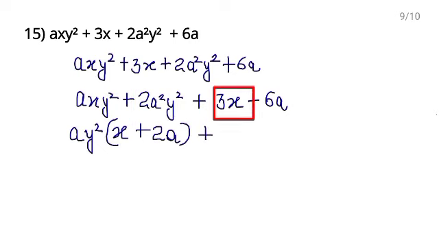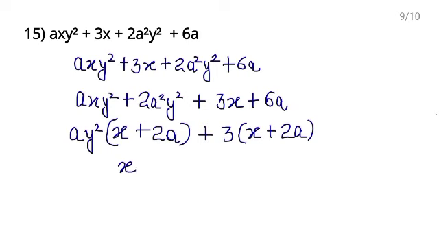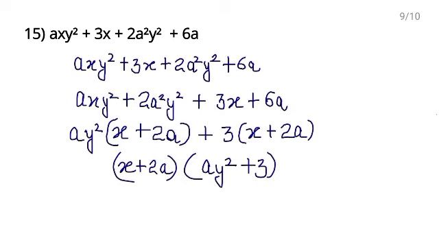Plus from these two terms you can take 3 common because both the numbers are divisible by 3, so take 3 common. x will remain in the bracket plus 3 2s and this variable a, right? Now this x plus 2a is the common binomial factor, so take it common, x plus 2a. In the bracket we left with ay square plus 3, so right here ay square plus 3. So this is your answer.